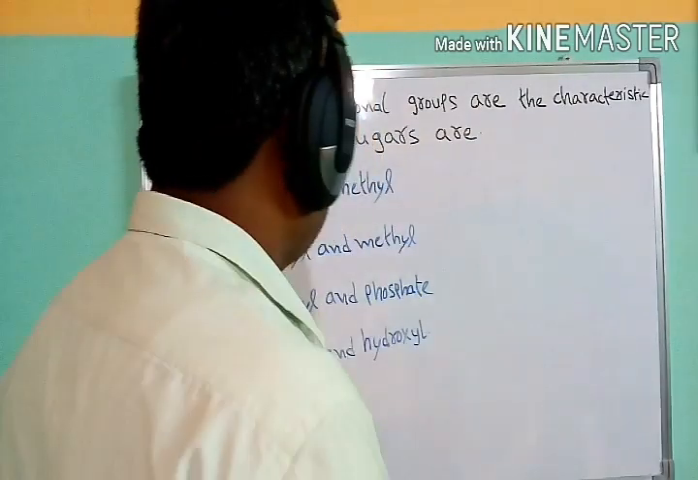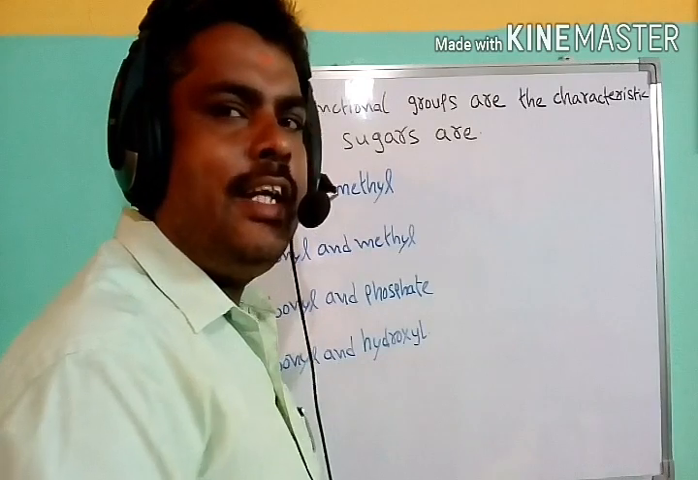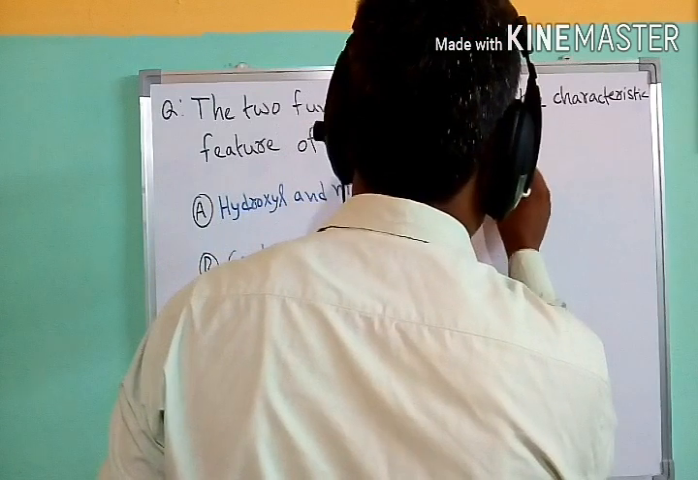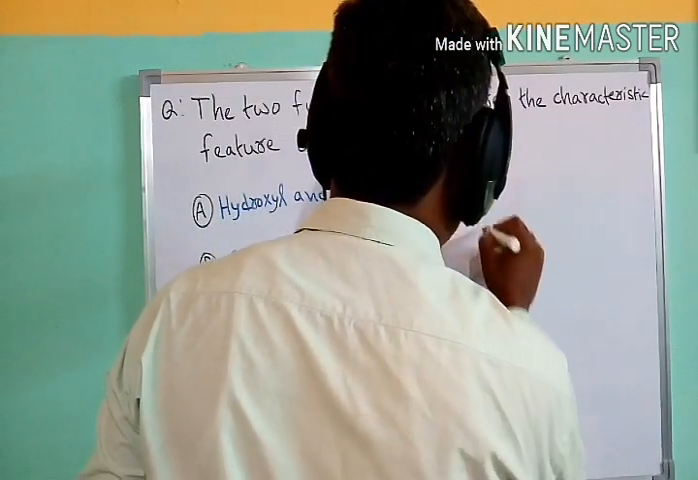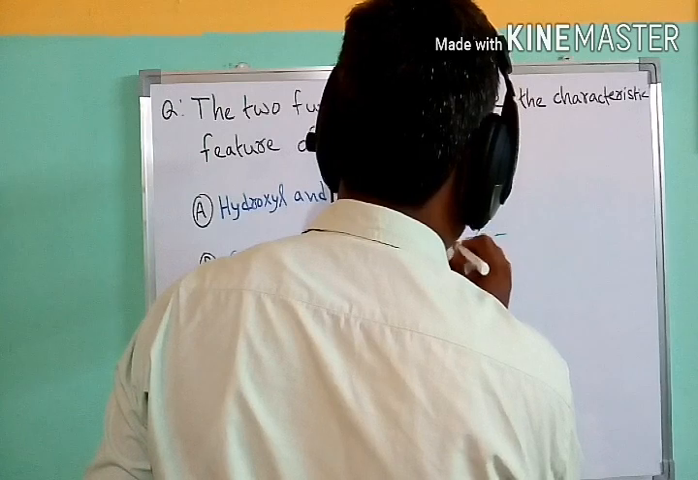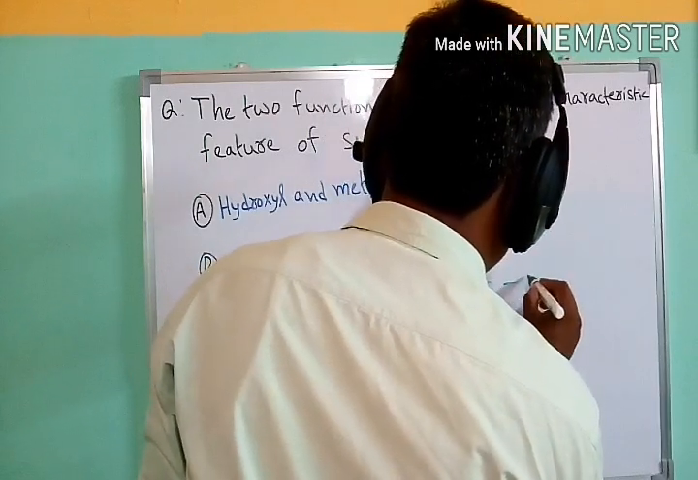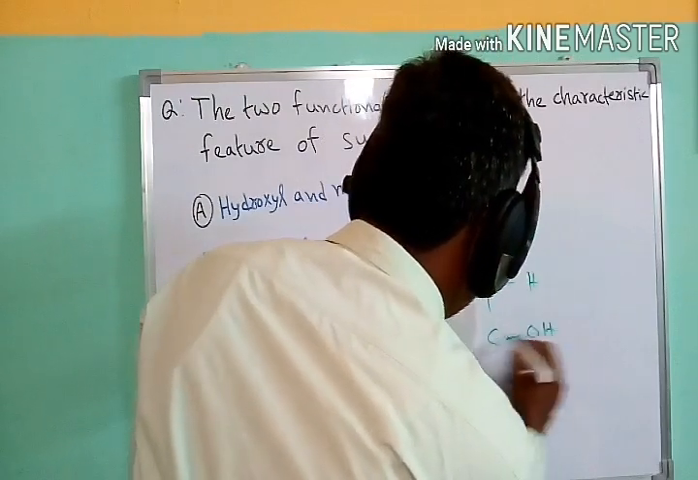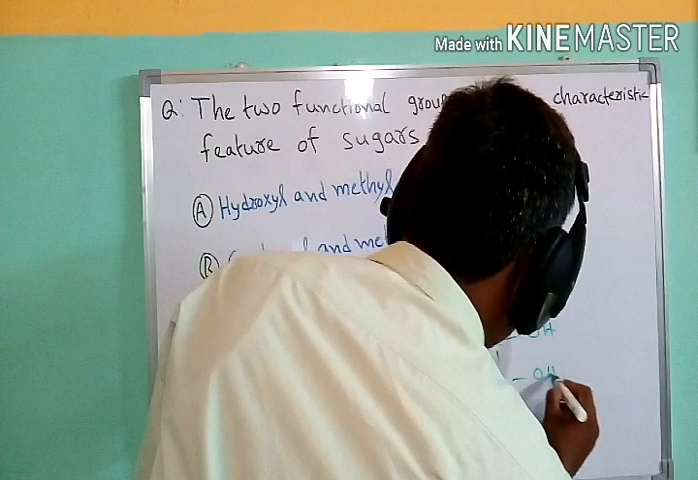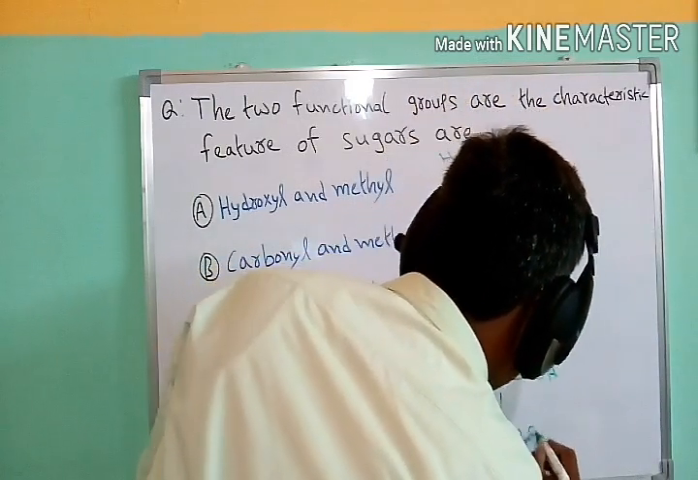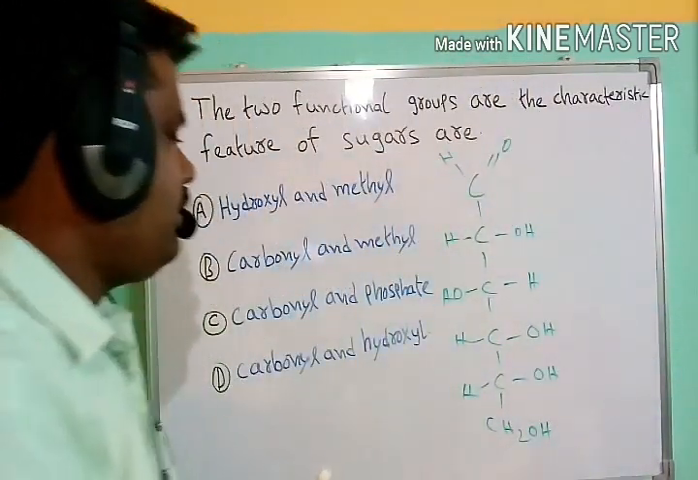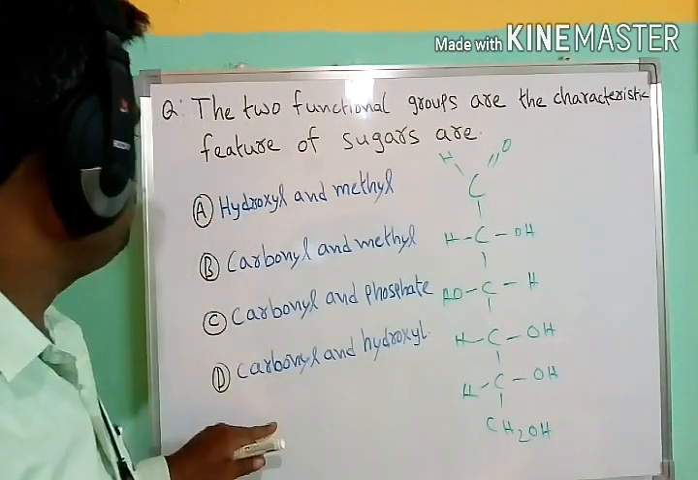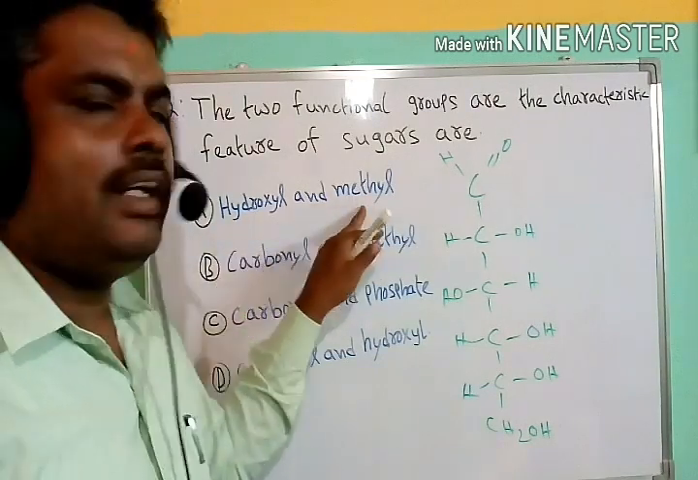Let us observe the structure of glucose. It is a simple monosaccharide. Here they have given some options: hydroxyl group and methyl group.